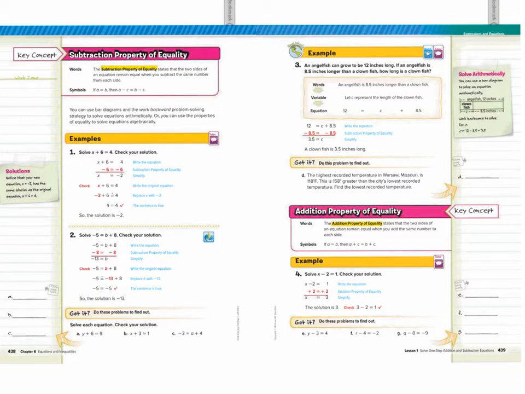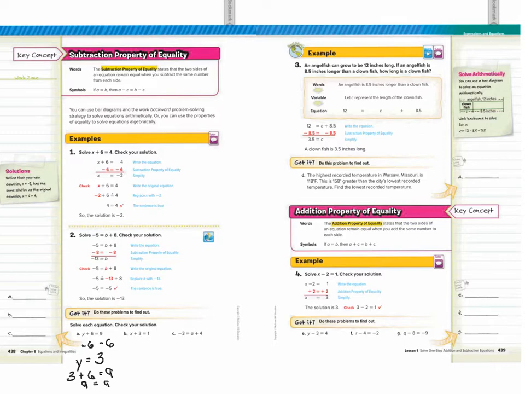Let's practice with a few of the got it problems. All right, so y plus 6 equals 9. We're going to subtract out 6 on both sides. Y equals 9 take away 6 is 3. When we substitute and we write it back in, 3 plus 6 is 9. 9 equals 9, so we know we've solved that correctly.